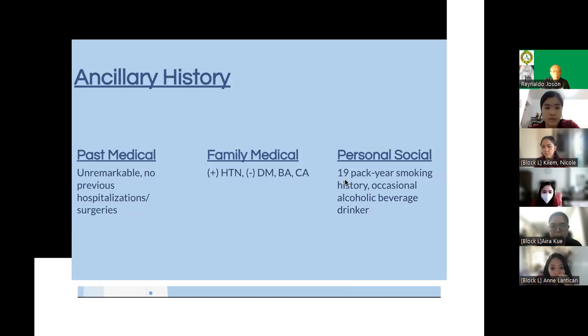So for the ancillary history, his past medical history is unremarkable, no previous hospitalizations and surgeries. For the family medical history, only pertinent for hypertension. For the personal social history, the only risk factor here is his 19-pack year smoking history, and he is an occasional alcoholic beverage drinker.